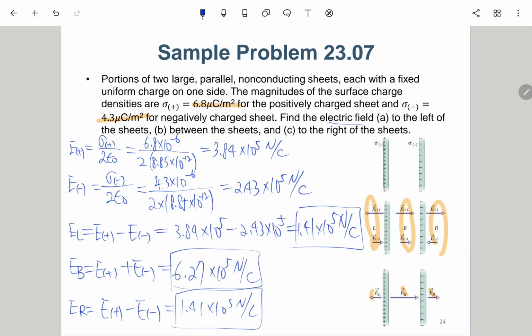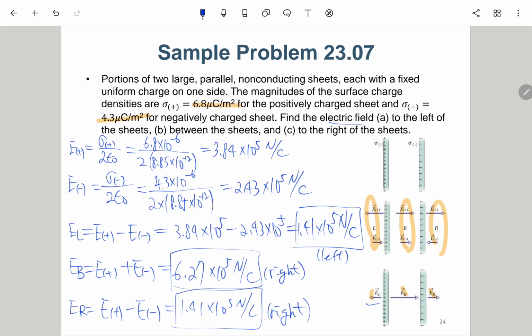Okay, so for this case, EL, E plus is larger, so EL should point to the left side. And for the EB, both E plus and E minus are pointing to the right side. So this is pointing to the right side. And for this one, E plus is larger, so EB points to the right side.